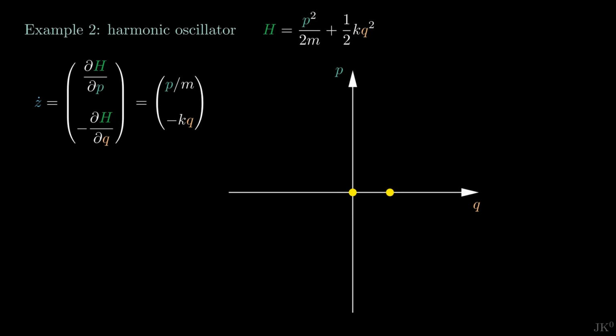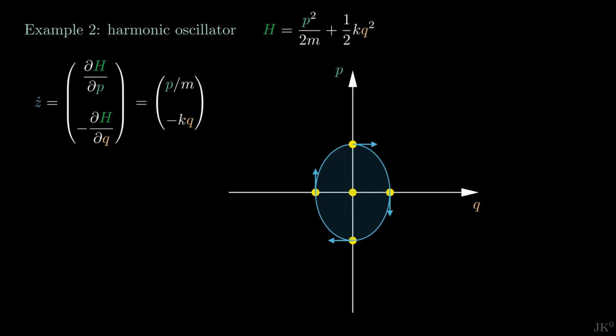At this point, p equals 0 and q is positive, so z dot has only a vertical component pointing down. At this other point, q equals 0 and z dot has only a horizontal component along the negative direction. This corresponds to the oscillator going through the equilibrium point at maximum speed. On the other side, p equals 0 and q is negative, so z dot has only a vertical component pointing up. A complete cycle of the oscillator is represented by this ellipse.